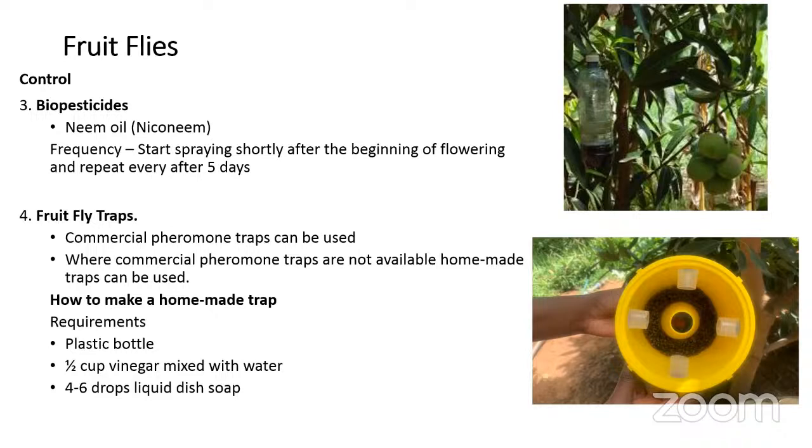For it to be very effective, you have to start your spraying program shortly after the beginning of flowering, because you don't want the population of fruit flies to build up. And you repeat every 5 days. The other biopesticide which you can use is Tephrosia. You pound it and soak it in water, and it remains there overnight. Then you sieve it. You can spray it on the leaves, and it can help to control the fruit flies.